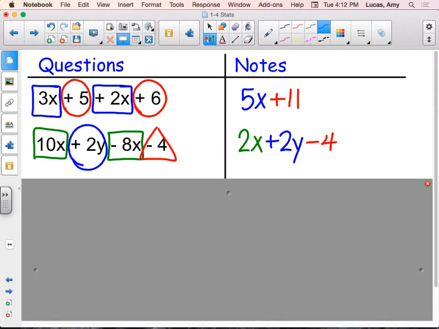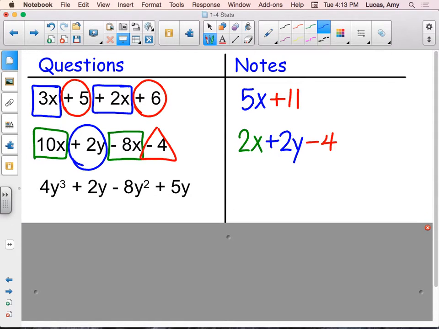If they don't have like terms, they don't go away. You still need them in your simplified answer. So I could only combine one pair of like terms here. My final answer is 2x plus 2y minus 4.